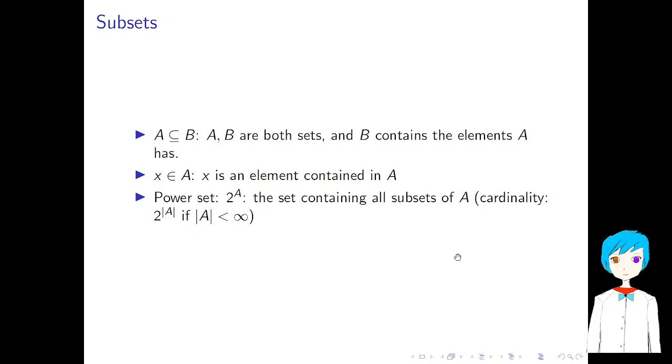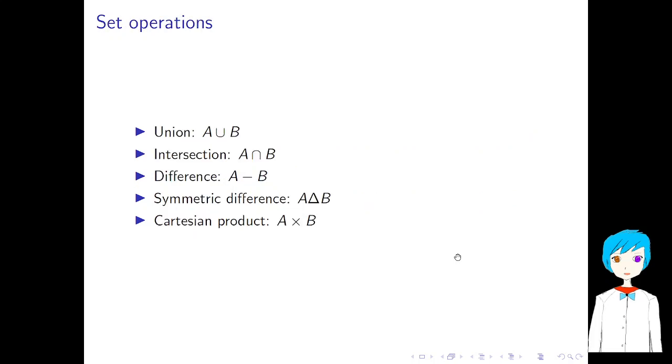We then introduced some basic set operations, like the union A union B. It is a new set containing all the elements that are in A or in B. We have the intersection A intersect B, whose elements are the elements contained in both A and B; the difference A minus B, whose elements are contained in A but not in B; the symmetric difference A delta B, which is (A minus B) union (B minus A); and the Cartesian product A times B, whose elements are the lists (x, y), where x is in A and y is in B.